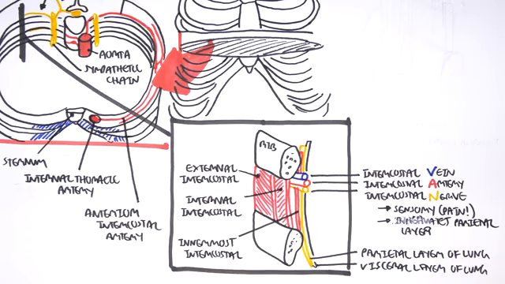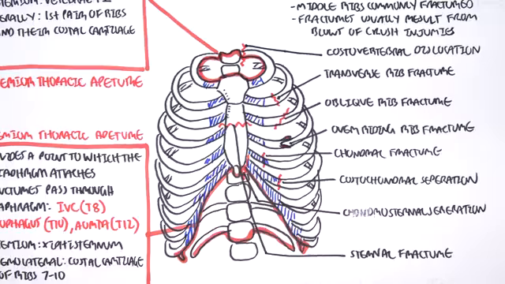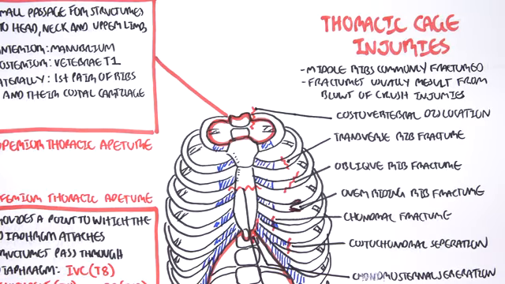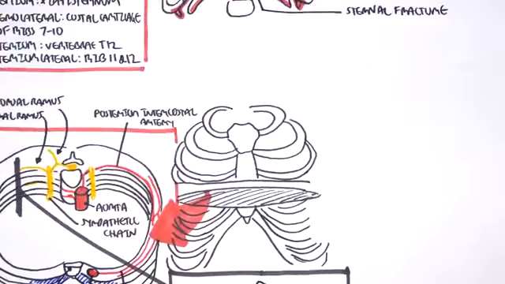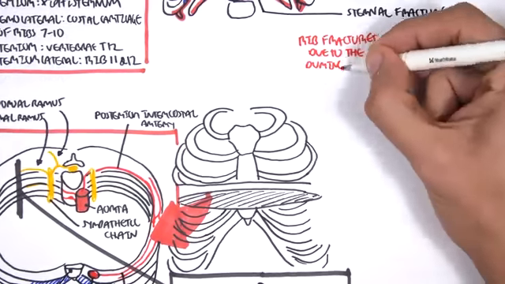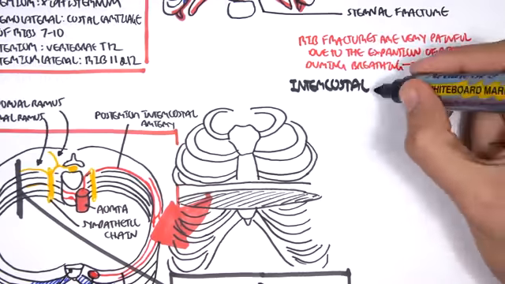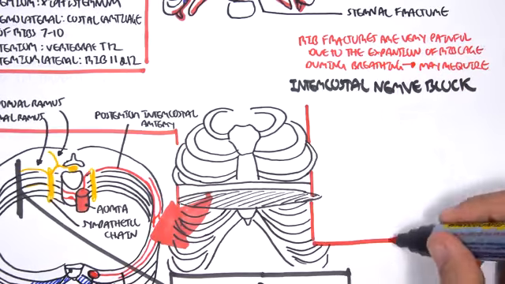So going back to the rib fractures, remember all these rib fractures we're talking about? Well, they are very painful because the intercostal nerves are sending pain signals to the brain. So that is why in the treatment for rib fractures, we actually block the intercostal nerves. So rib fractures are very painful due to the expansion of the rib cage during breathing. And so we may require an intercostal nerve block.